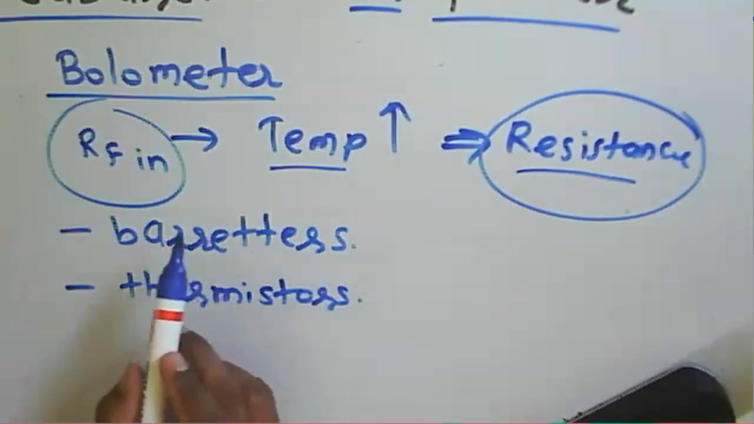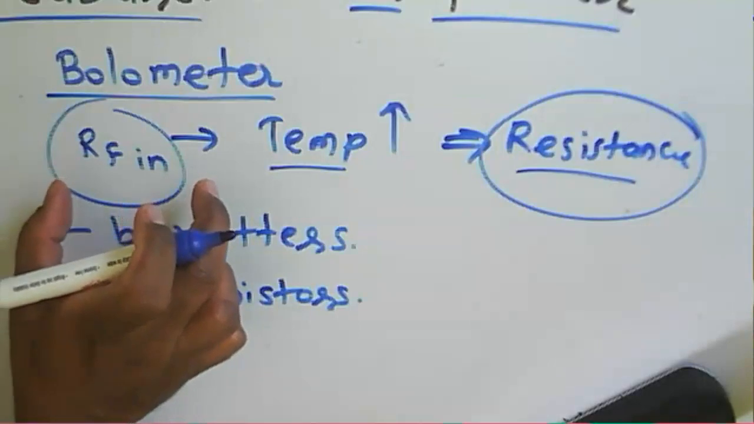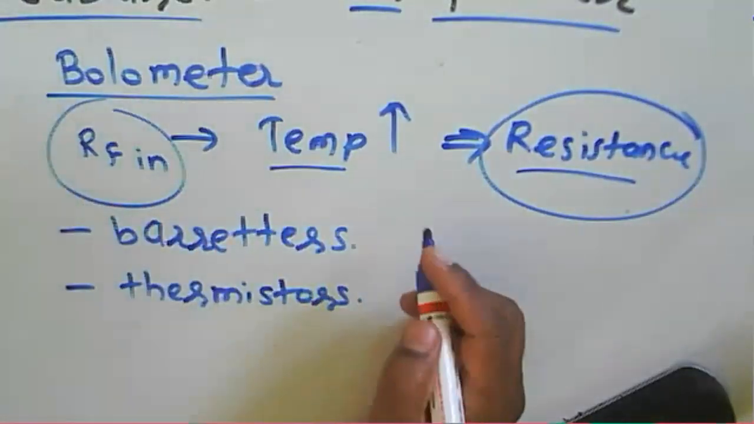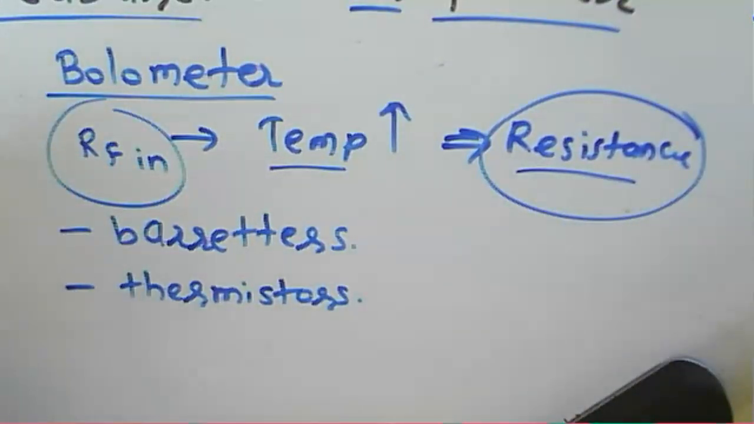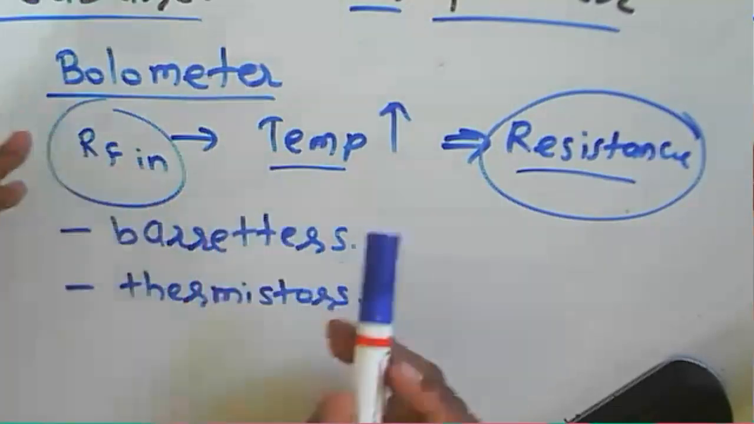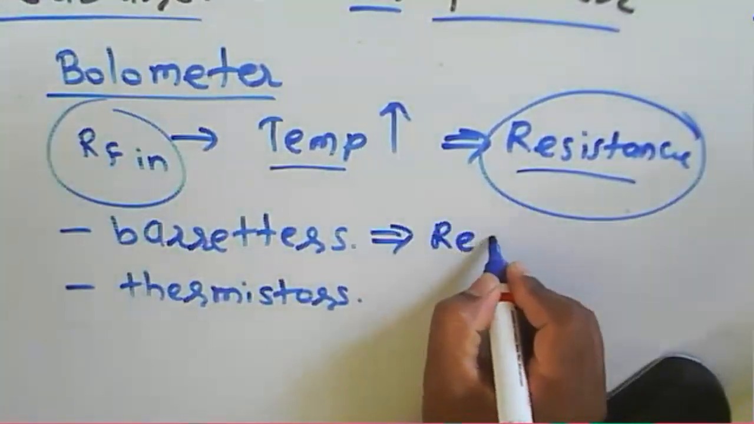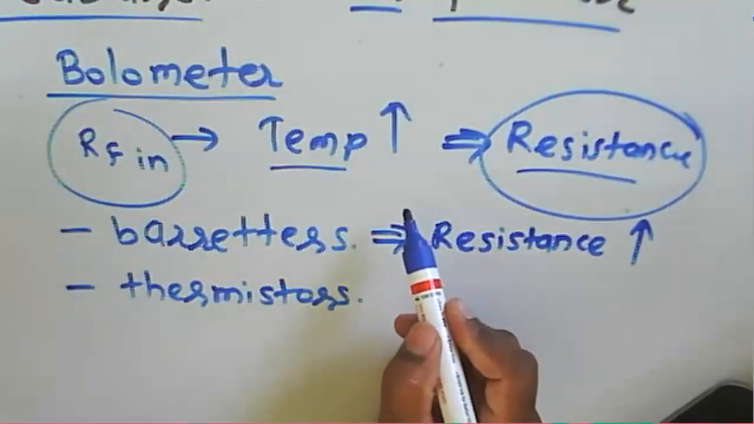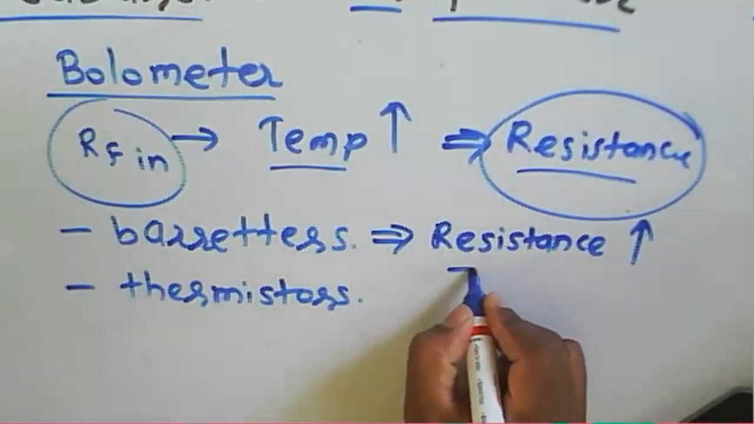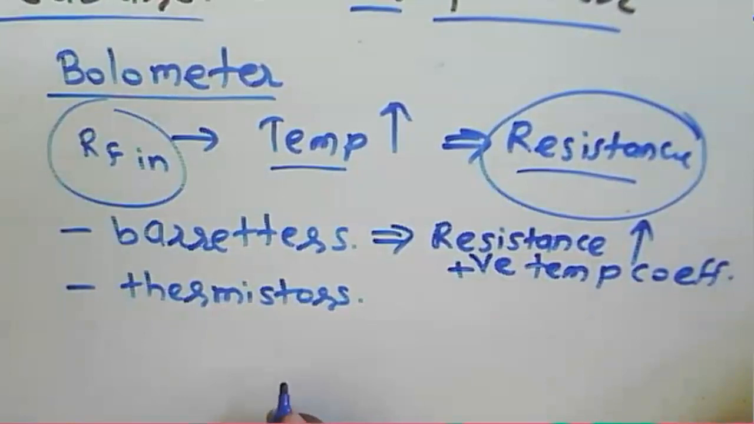Now if you consider the use of a barretter, what happens here? When we apply the RF signal, there will be a change in the temperature, which means the temperature increases. If there is a change in the temperature, then the resistance again increases. In the case of a barretter, the resistance changes with respect to the temperature. Temperature changes, and the resistance changes. So that's why we say it has a positive temperature coefficient. Your device acts with a positive temperature coefficient.